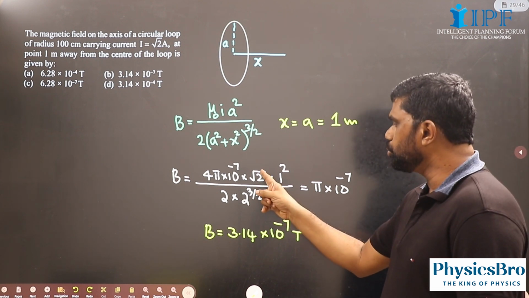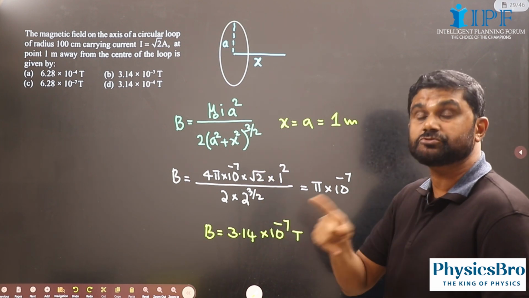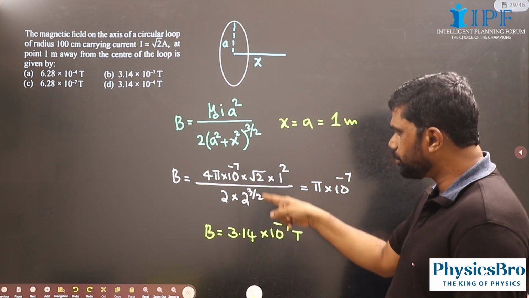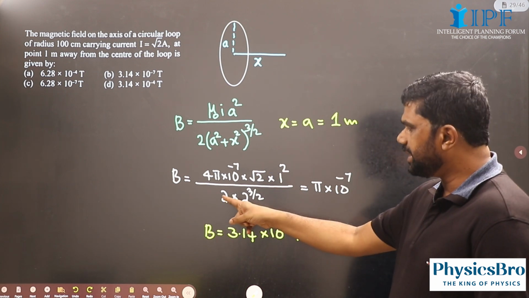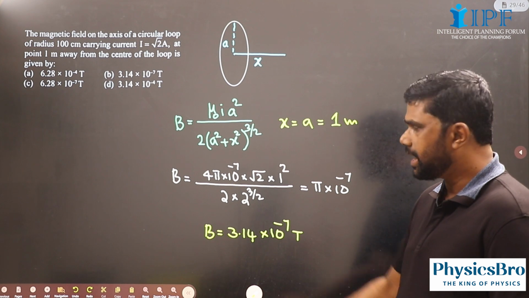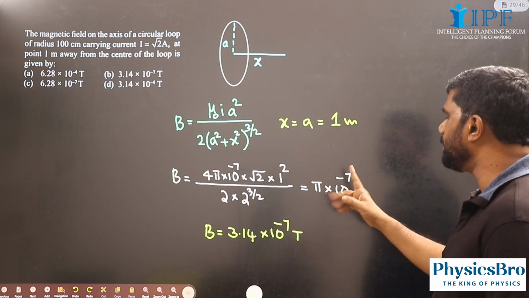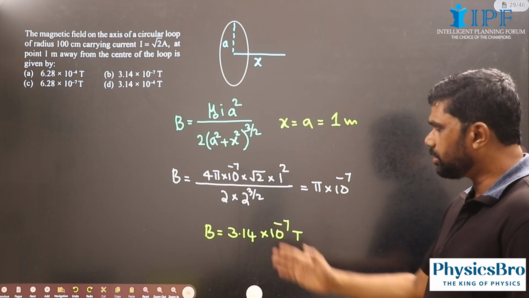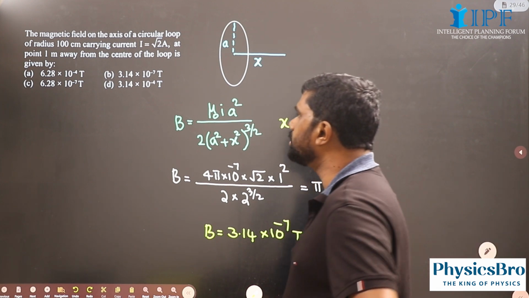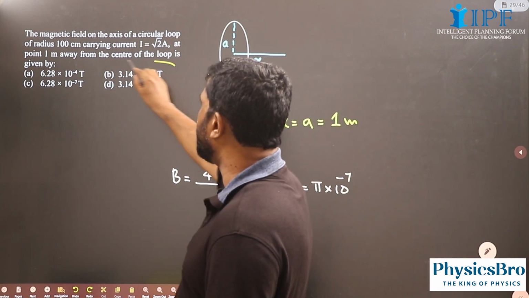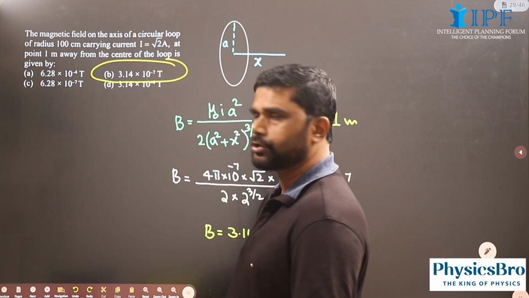Okay, now this 2 raised to 3 by 2 is actually 2 root 2. Root 2 and root 2 can be cancelled. So in the denominator we will have 2 into 2, that is 4, and 4 can be cancelled. So it will be pi into 10 raised to minus 7, or 3.14 into 10 raised to minus 7 Tesla. So this must be the correct option.